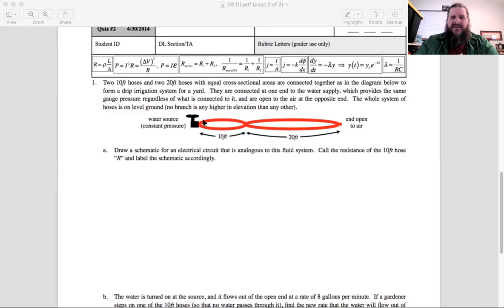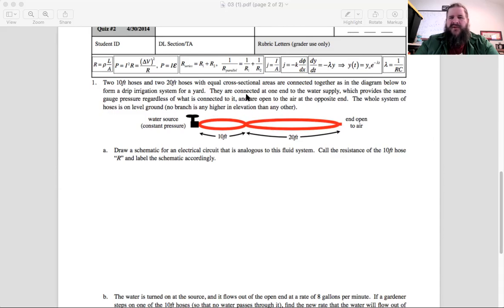What property do these hoses have that makes it somewhat difficult for fluid to flow through? Why doesn't all the fluid just flow out immediately? What's holding it back? Yeah, these hoses have resistance.